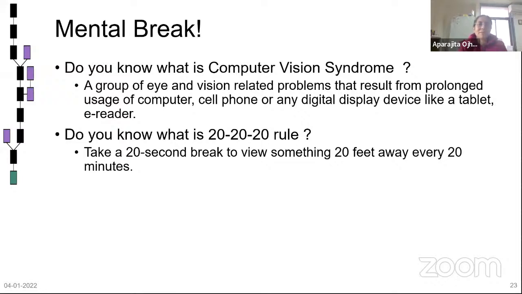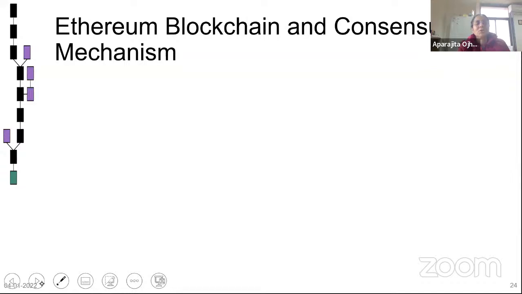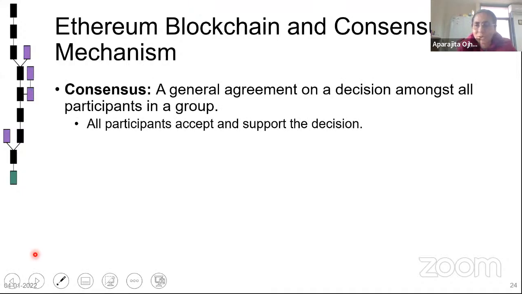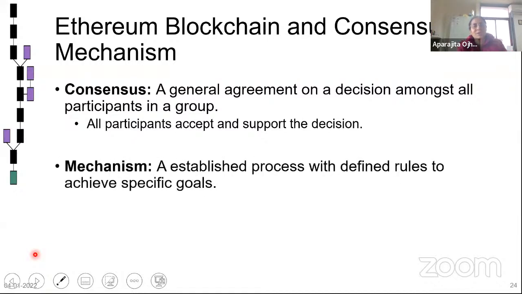All right, I'm back. So let us see, many of you are asking about blockchain and consensus mechanism. In brief, I would like to tell you what is consensus. It's a general agreement on some decision amongst all participants in the group. They accept and support the decision. And mechanism is an established process with defined rules to achieve specific goals, right? So that is why we call it consensus mechanism.